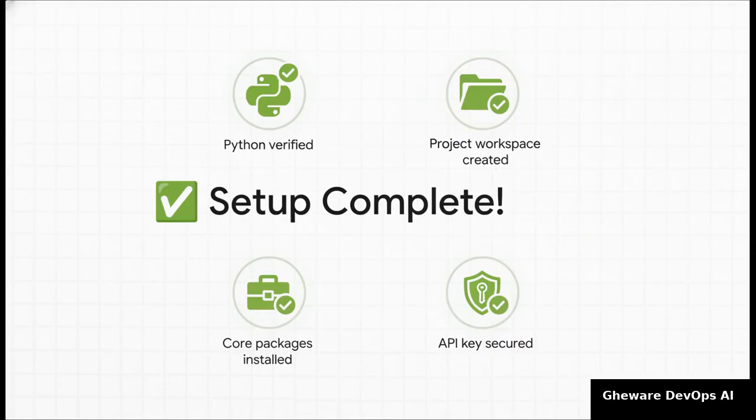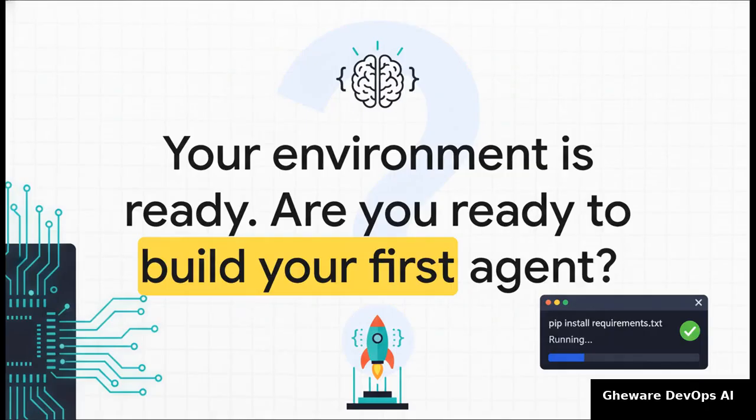Take a look at what you just accomplished. You verified your Python version, you created a clean and isolated project workspace, you installed all the core packages you need, and you securely stored your API key. Your machine is officially ready to build an AI agent. Your launchpad is built. All systems are green.